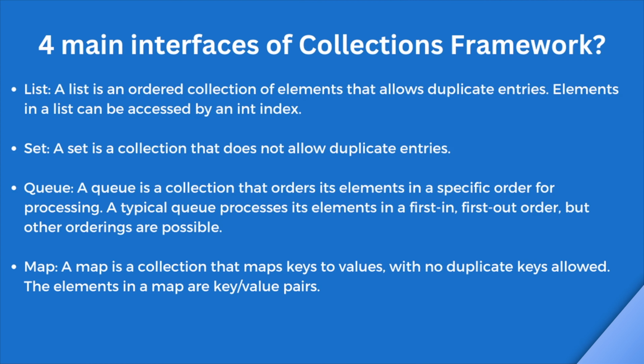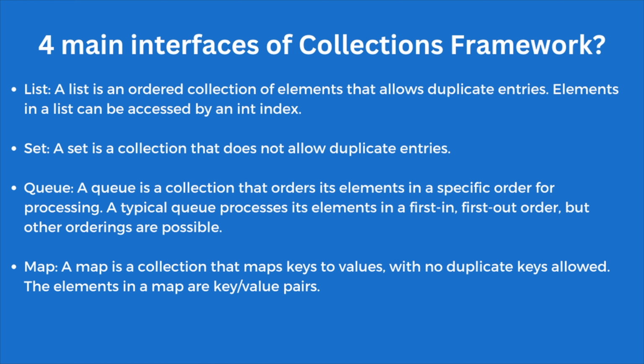Alright. Now let us look at the four main interfaces of your Java collections framework. So first we have list. So a list is an ordered collection of elements that allow duplicate entry. So your element in the list can be accessed by an integer index.